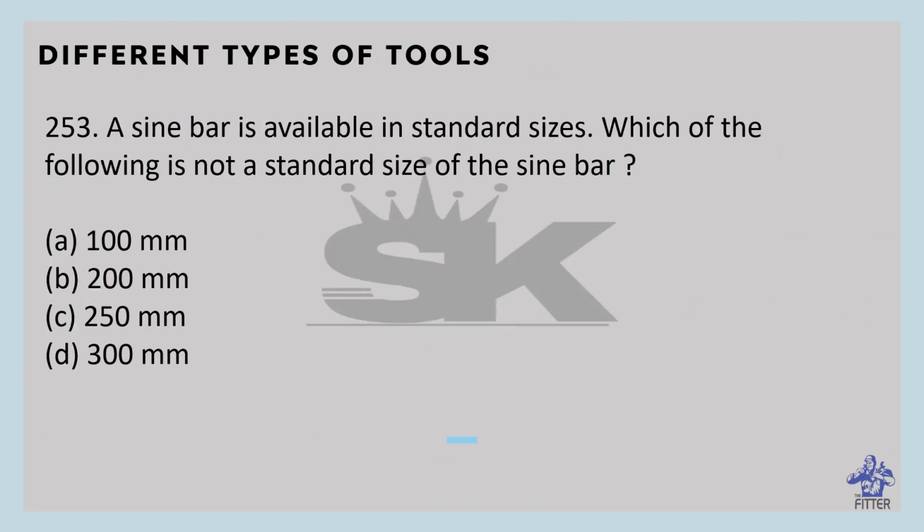A sine bar is available in standard sizes. Which of the following is not a standard size of sine bar? So that is option D, 300. The commonly available sizes are 100 mm, 200 mm, 250 mm, and 500 mm.